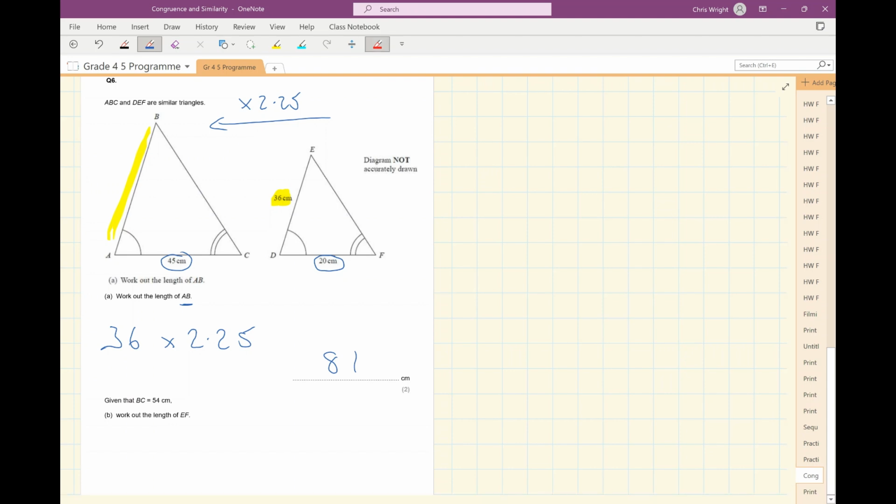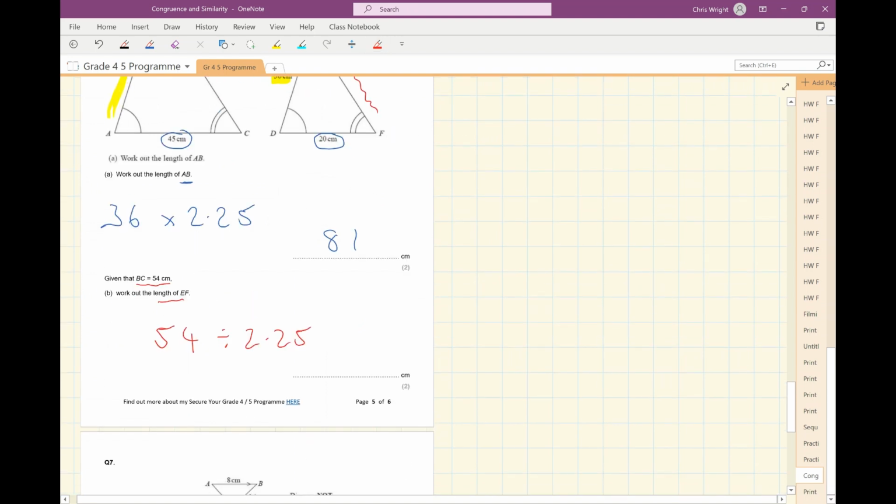Given that BC is 54, I better mark that. BC is 54, there we are. Work out the length of EF. I've got to work out this length. It corresponds to the 54, but this time, because I'm going from large to small, I'm going to do 54 divided by that scale factor. 54 divided by 2.25 gives me an answer of 24.